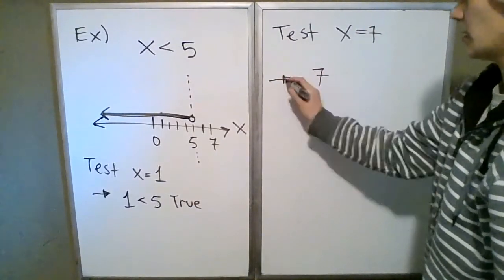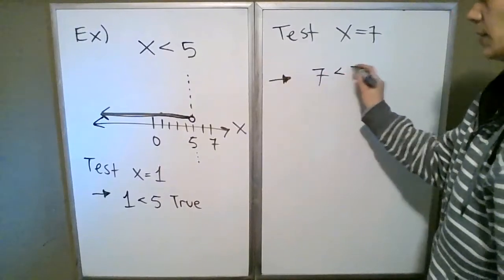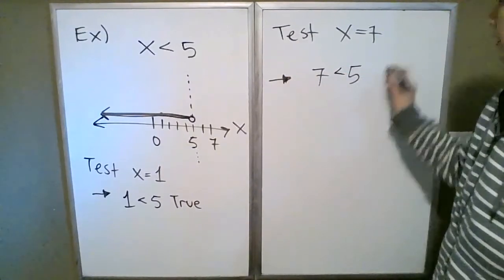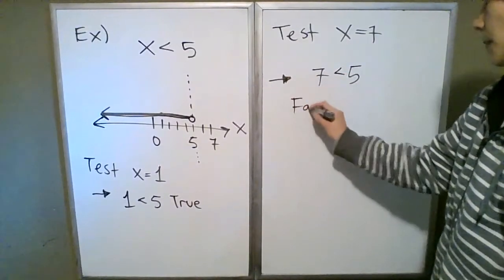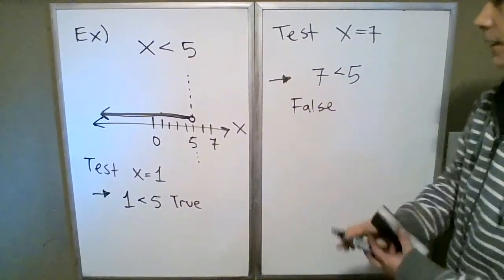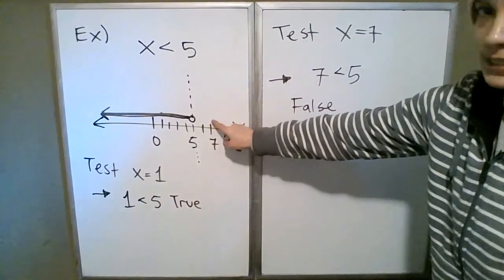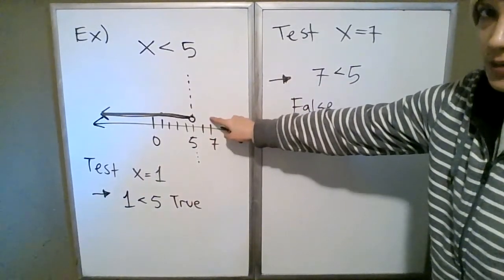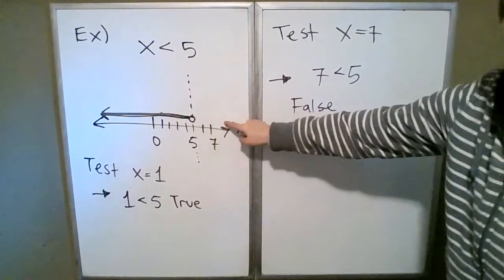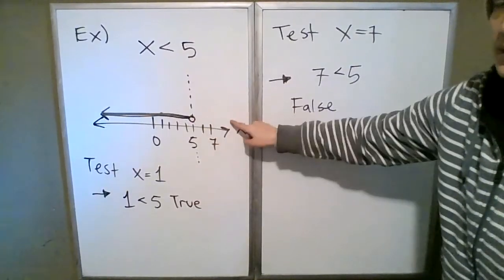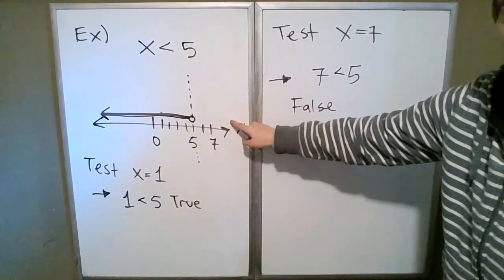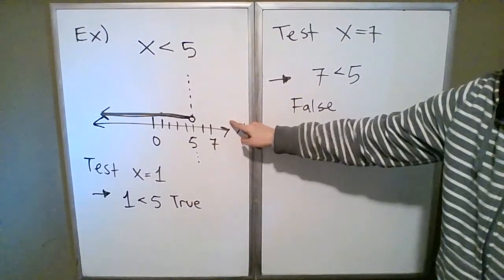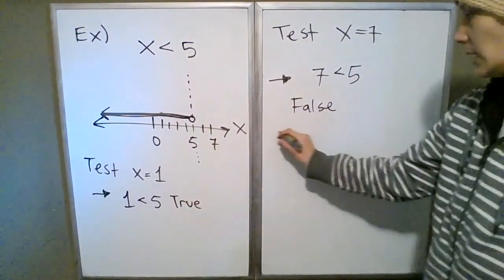Okay, 7 less than 5 would be false. So right here at 7, this is not a solution. I don't want to shade over that point. I don't want to shade any of these numbers on this side. Right. Let's talk about interval notation.